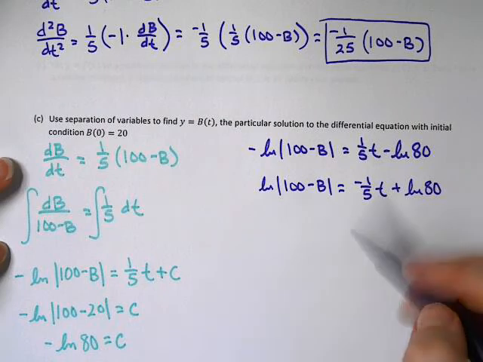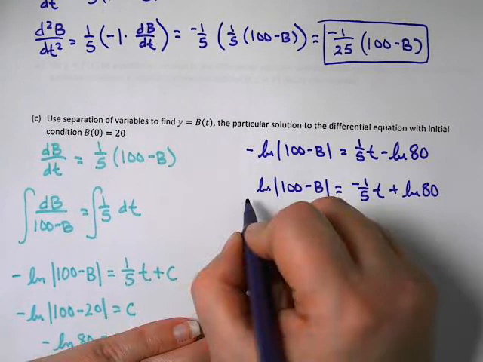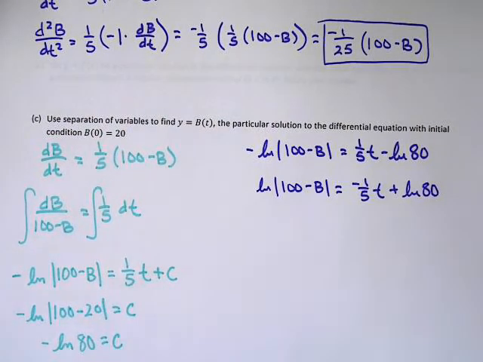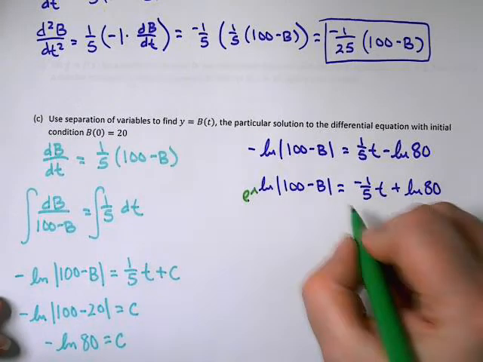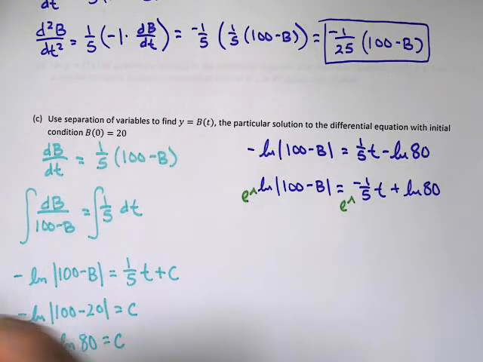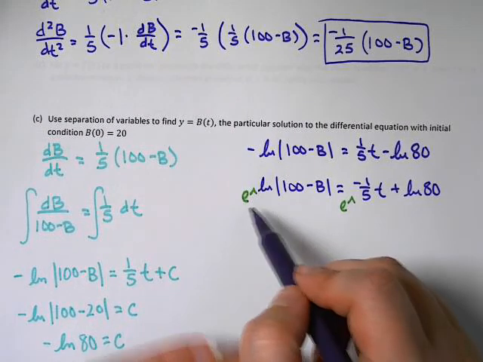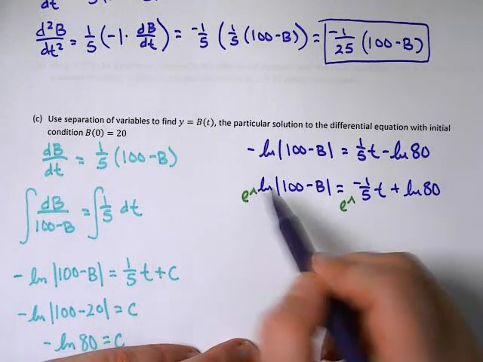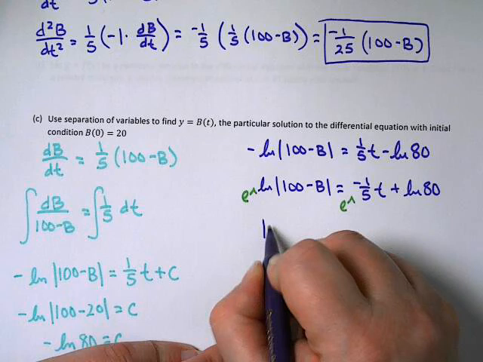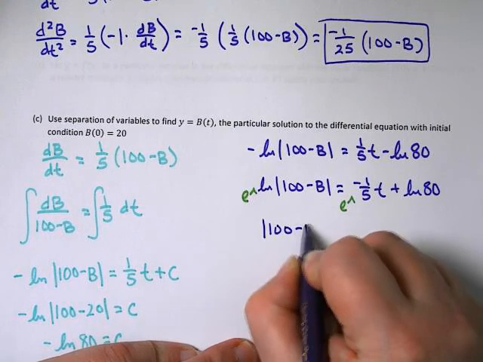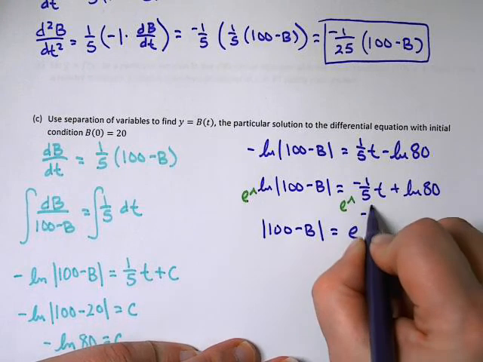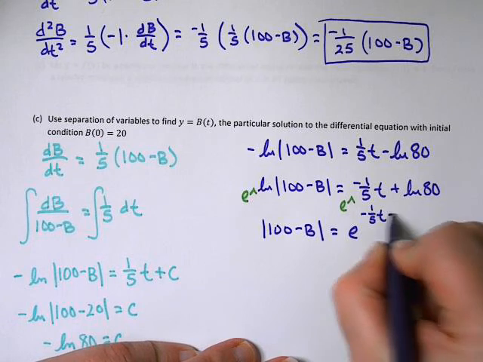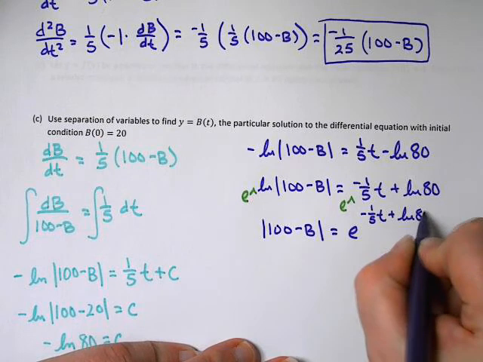And now we need to get rid of the natural log. So we know that means we're going to go ahead and put an e on both sides. And all of this stuff is going to become the exponent for our e. The only way to undo a natural log is to turn it into an exponential. So e to a natural log ends up canceling, and we have the absolute value of 100 minus b. And that's equal to e to the negative 1/5 t plus the natural log of 80.